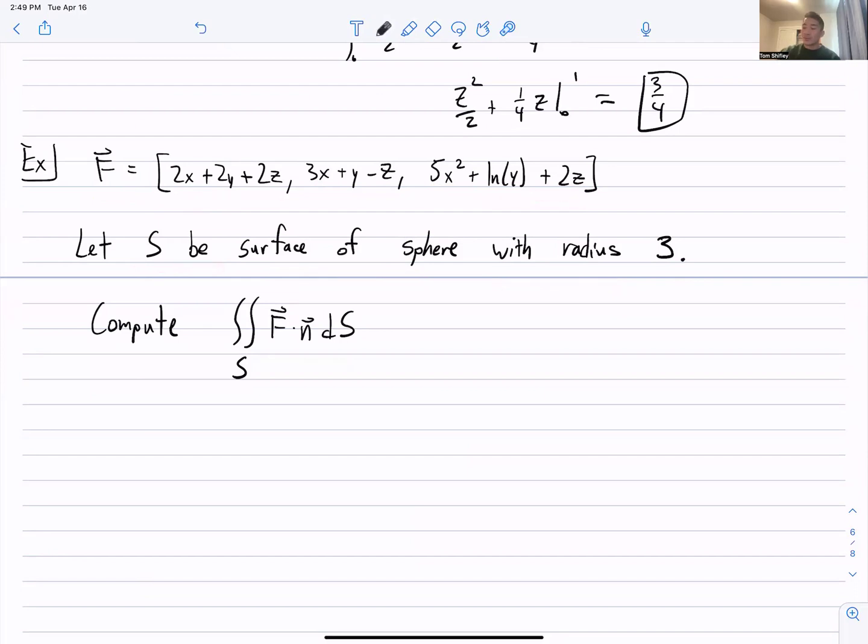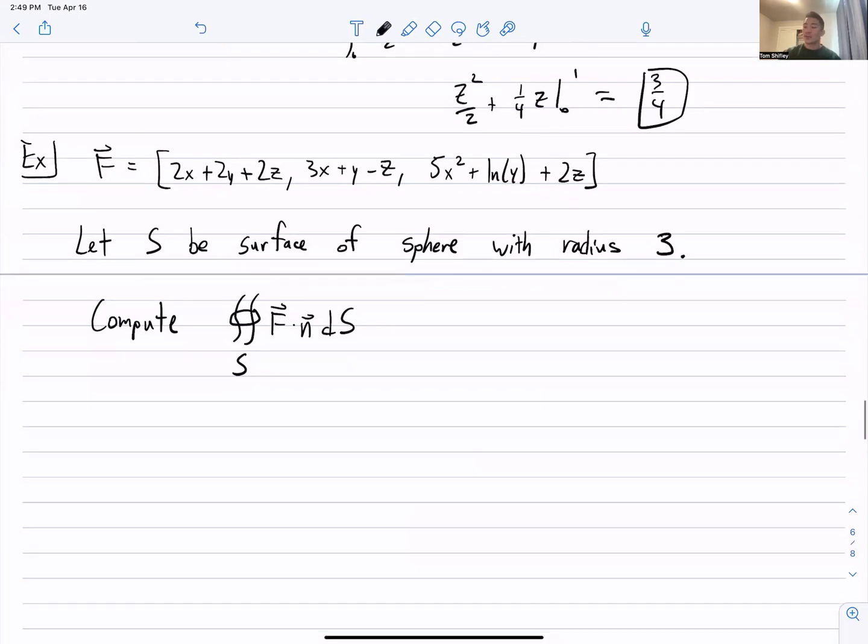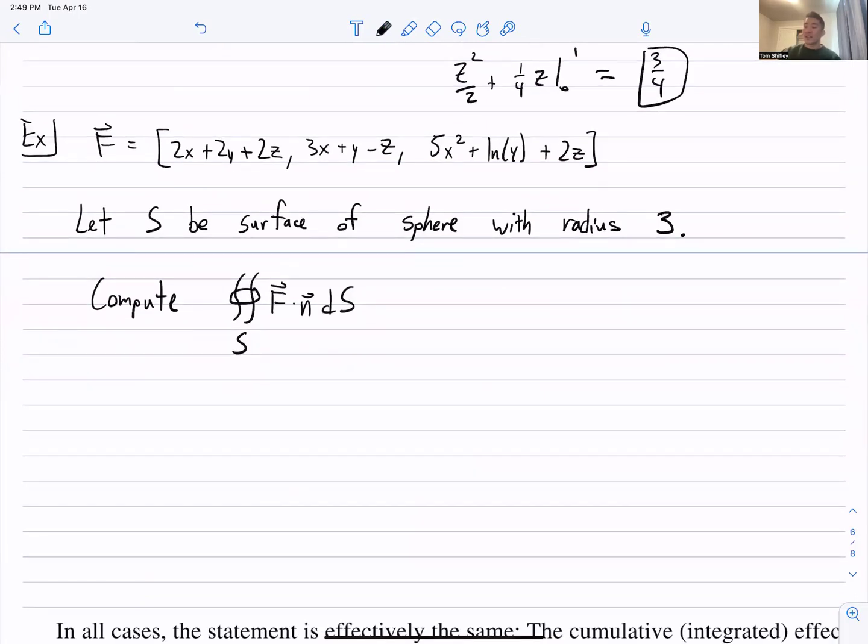And we're going to compute the closed flux integral through that surface. And so what are we going to do? We're going to use the divergence theorem. And so the divergence of our vector field F is actually going to be a constant. It's going to be 2 plus 1, and then if you take the derivative with respect to z, it's plus 2.